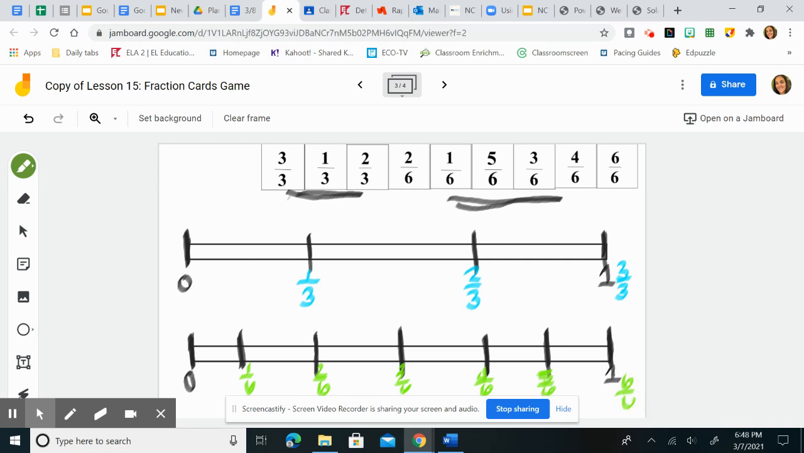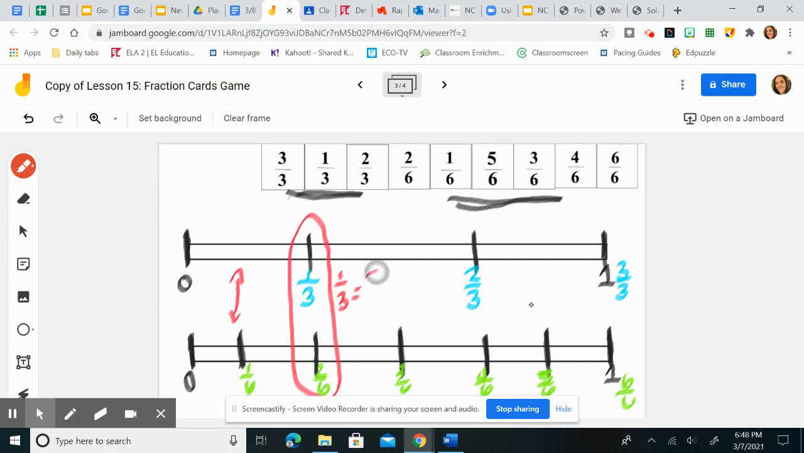So equivalent fractions on a number line are actually pretty easy because all you're doing is seeing if the numbers line up. As we can see, there's no numbers lining up between 1/6 and a third, but there are numbers lining up right here. So those are equivalent fractions.